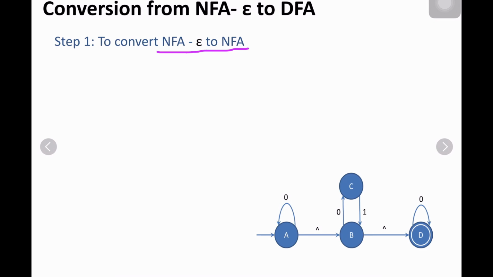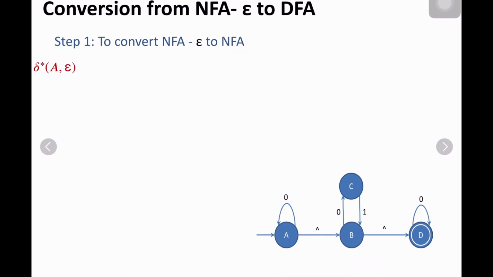That means A can reach B without taking any input. In turn, it can also reach D. So this is possible. Then without taking any input, it can reach any of those states, and that is called an E-closure. Then how do you find out the E-closure? Here also you have to find out the E-closure.